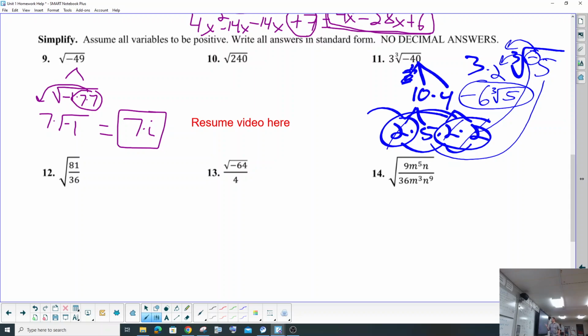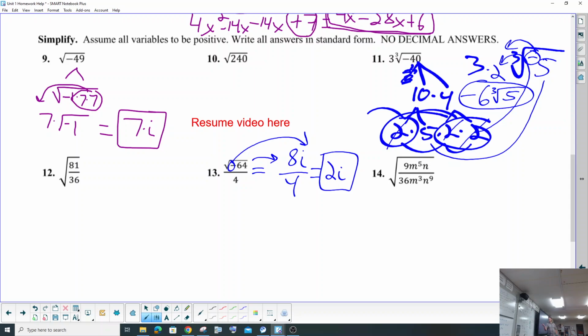So that's our answer. So then we have 64. And 64, what's the square root of 64? Square root of 64 is 8. What about the negative? What does the negative become? Positive. Imaginary i. And then we divide it by 4. 8 divided by 4 is 2. So we have a 2i.